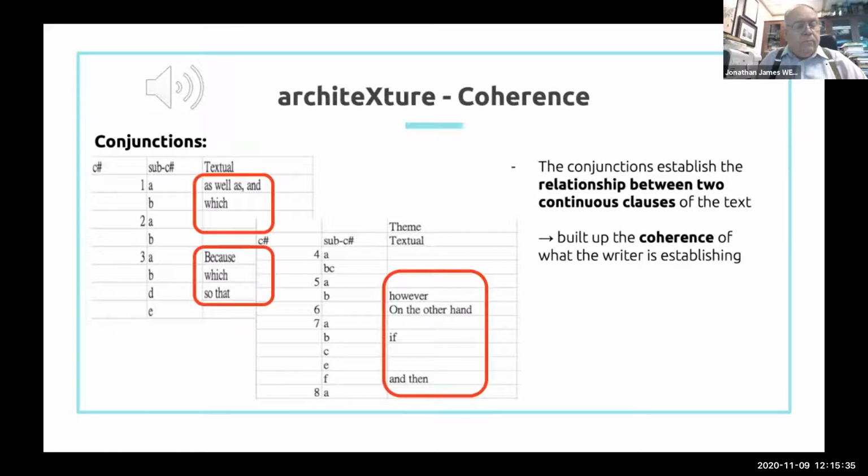The conjunctions establish the relationship between two continuous clauses of the text. For instance, here in clause 3a to 3d, the usage of conjunctions because, which, and so that helps link two clauses together, which helps build the coherence of what the writer is establishing and move his point on, which helps build the architecture of the whole text.